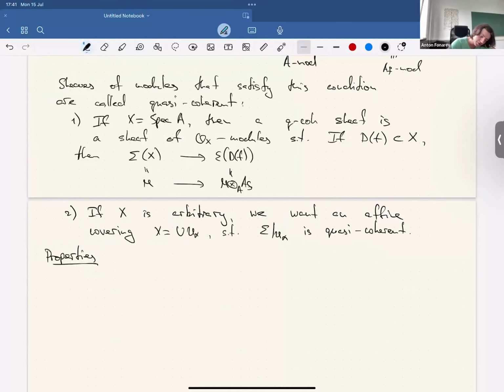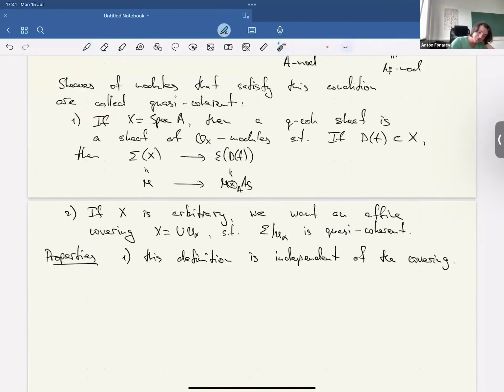The main properties for us are the following. First, of course, this definition is independent of the covering. And by this I mean, by the way, it's a certain technical theorem, but even if you start with an affine spec of A, then you can say, okay, what if I manage to cover spec of A using definition number 2? And this independence specifically says that if you have a quasi-coherent sheaf according to 2, then in particular, it's quasi-coherent in the first sense. So there is something to check. So this definition is independent of the covering.